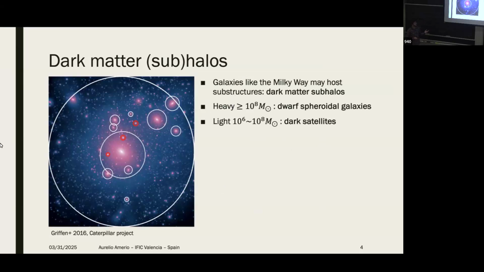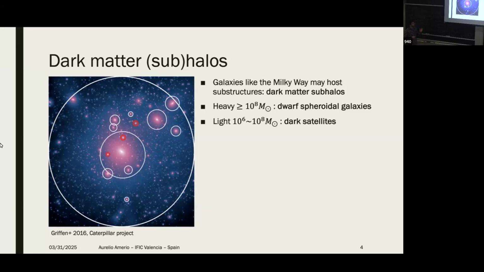A galaxy like the Milky Way may host several structures, including dark matter subhalos. In this image, you can see a simulation of a Milky Way-like galaxy, and over here, circled in white, are some dark matter subhalos. Now, if a dark matter subhalo is heavy, say with masses over 10^8 solar masses, it can host stellar formation, and we can observe it in the form of a dwarf spheroidal galaxy. There are a lot of people studying dwarf spheroidal galaxies. They have gained a lot of interest from the dark matter community, but today we want to do something else.